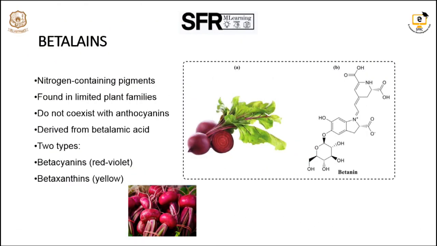The next component is betalains. These are nitrogen containing pigments, found in very limited plant families. They don't coexist with anthocyanins, which is also a red pigment. But these pigments are different, containing nitrogen atoms. They are derived from betalamic acid. The betalains are classified as betacyanins, which are red-violet, and betaxanthins, which are yellow in color. In the right side picture is a betanin, which also comes under the betacyanins. In the structure you can see the nitrogen atoms attached to the rings.